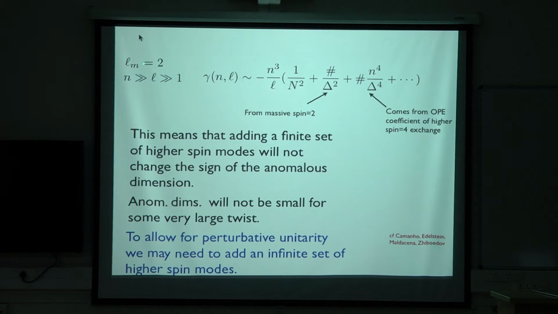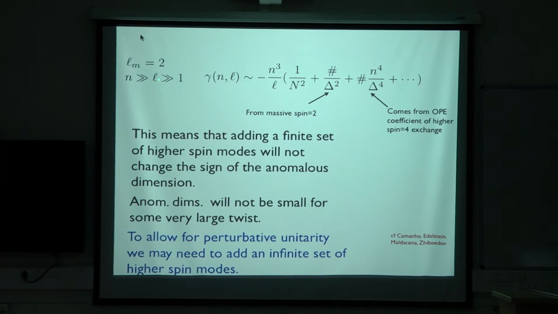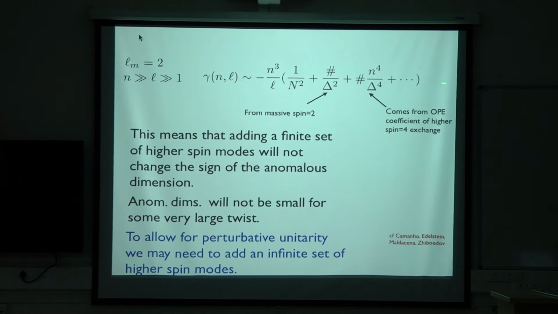So suppose we started off by assuming that the minimal twist exchange is a stress tensor. Then in this limit, n much bigger than L much bigger than 1, the anomalous dimension would take on this form. This is the form that I displayed earlier. This comes from the C_T. I've assumed that C_T goes like n squared. There will be important corrections.